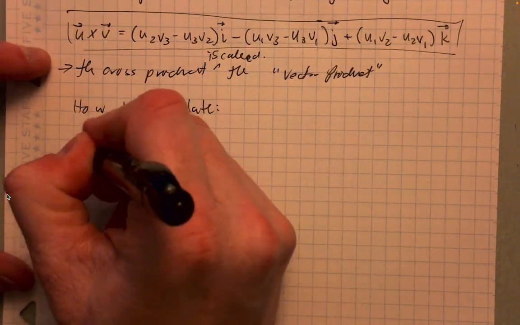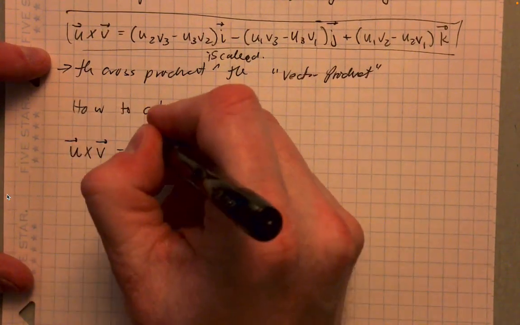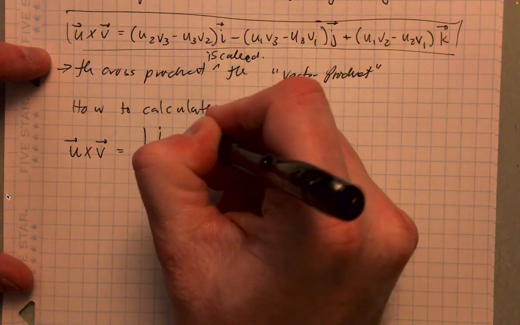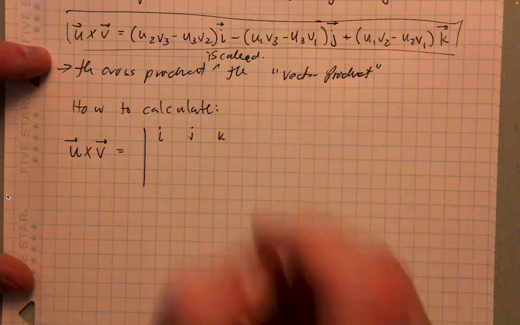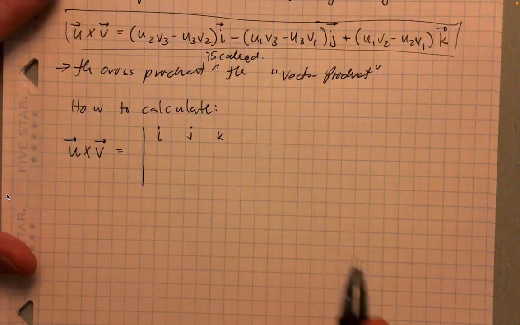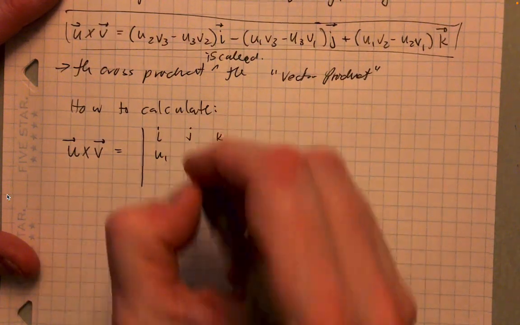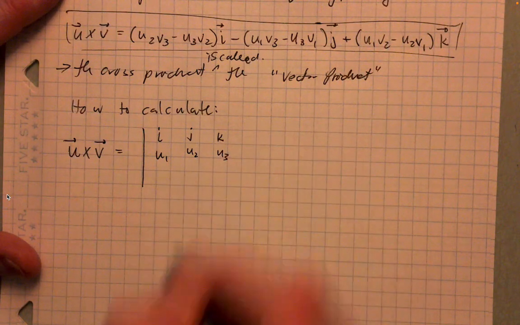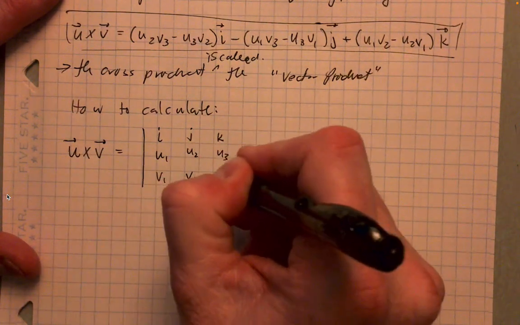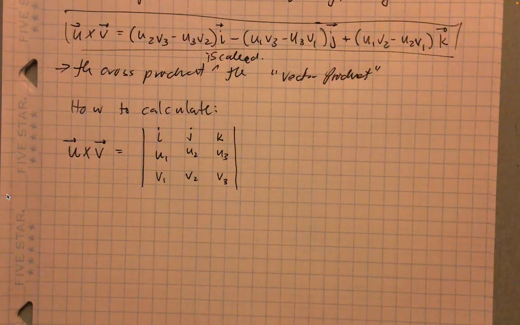But basically, u cross v, sometimes the notation looks like this. You have a vertical bar and then your i, j, k, meant to indicate the columns. There are 3 columns here. Then you put the first vector in the middle, so u1, u2, u3, and the vector you're crossing it against on the bottom, v1, v2, v3, and then a bar there.